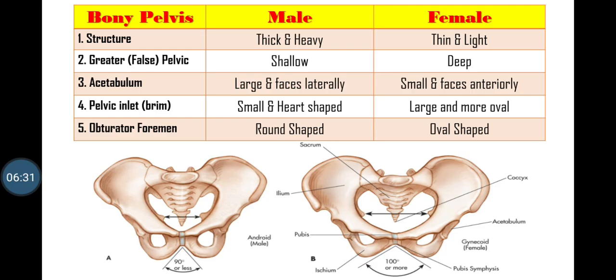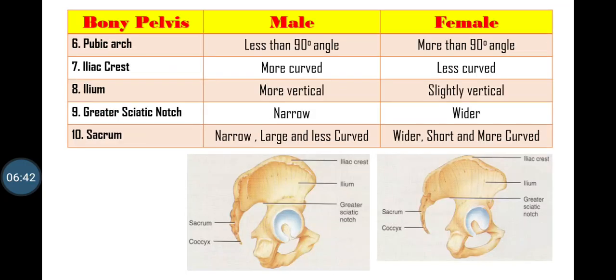It is large and more oval in female. Obturator foramen of the male pelvis is round shaped and it is oval shaped in female. Pubic arch of the male pelvis is less than a 90-degree angle. Pubic arch of the female pelvis is more than a 90-degree angle.